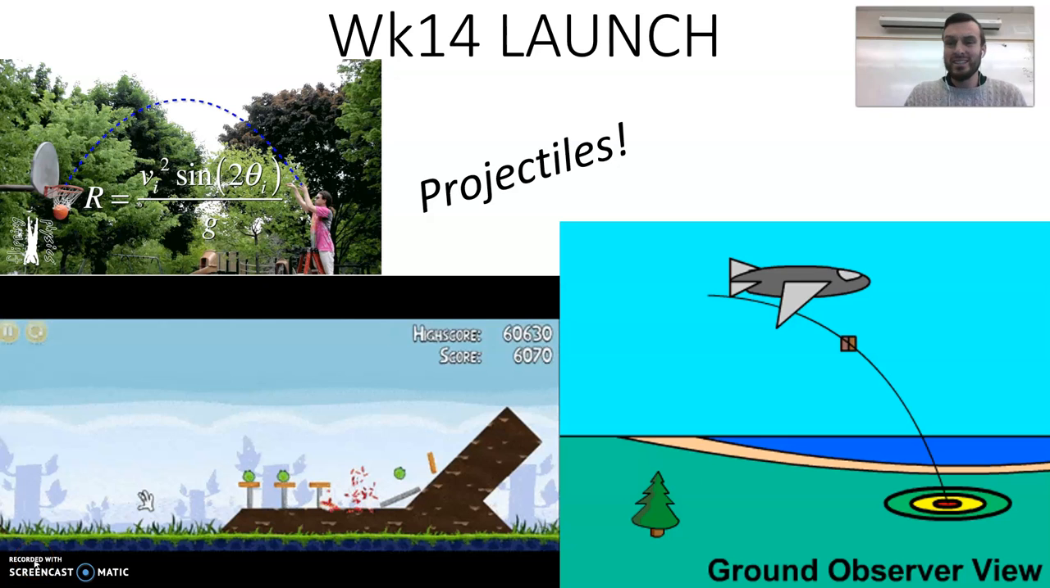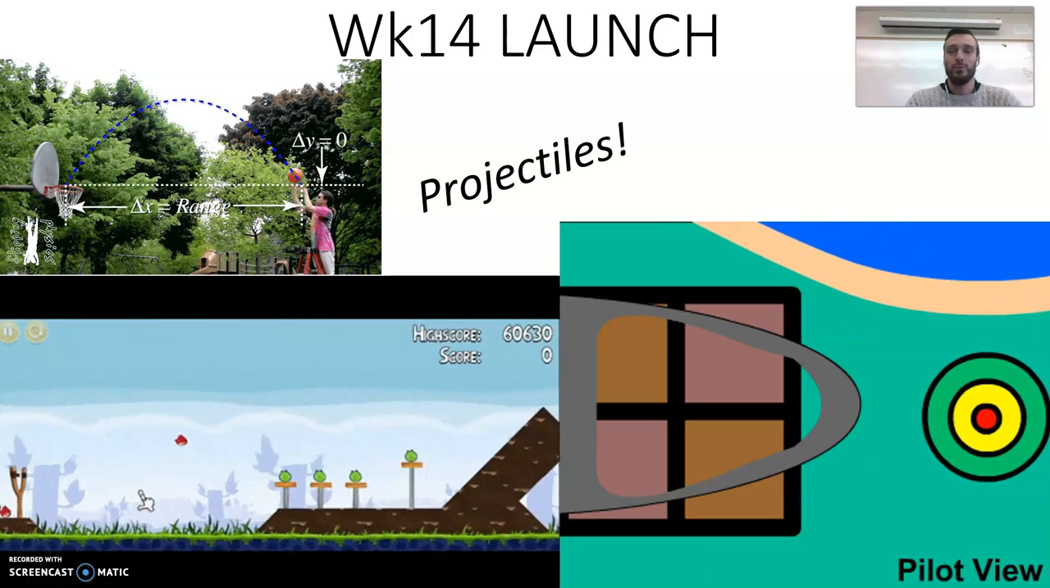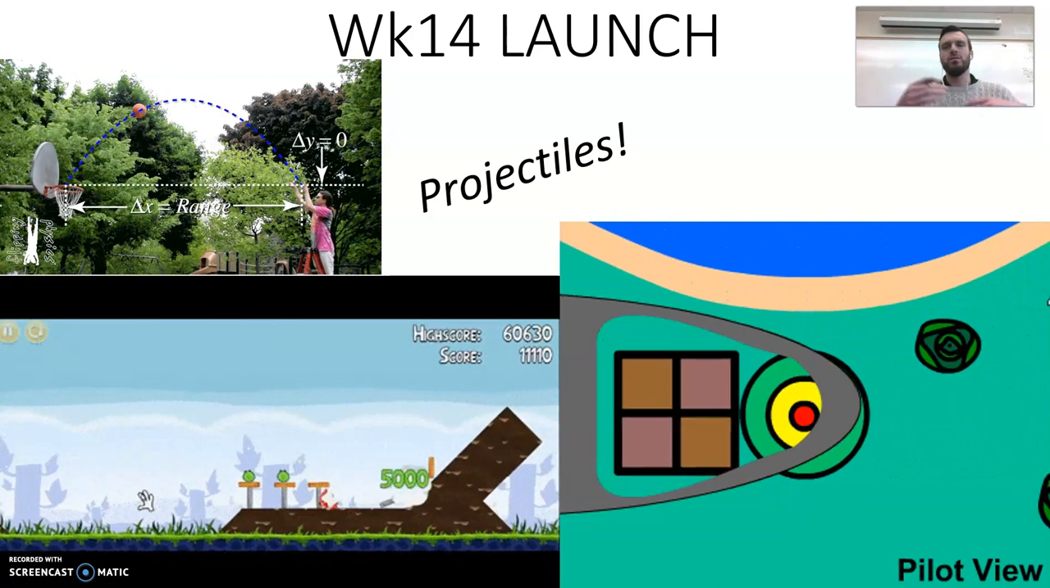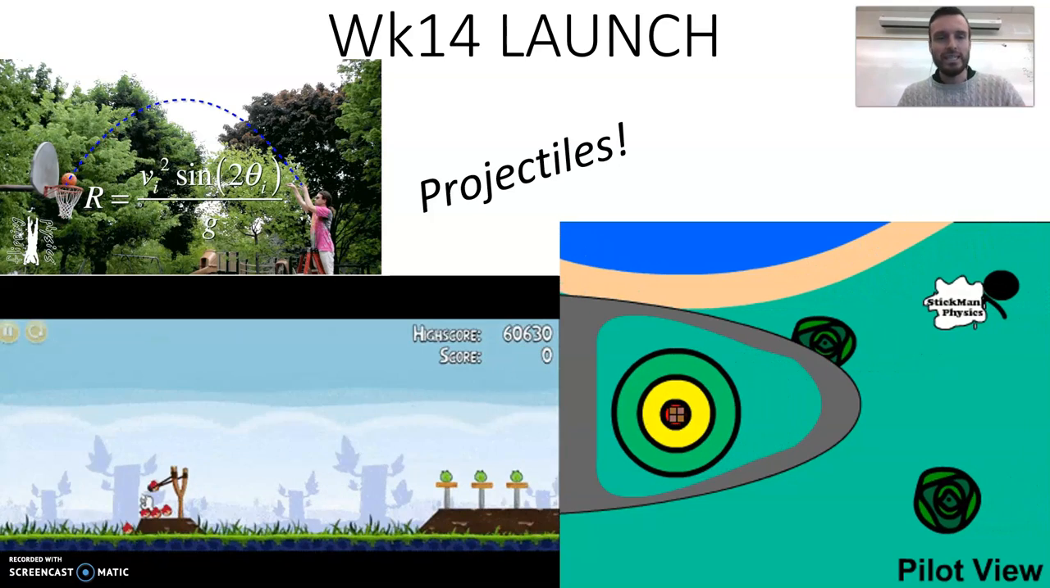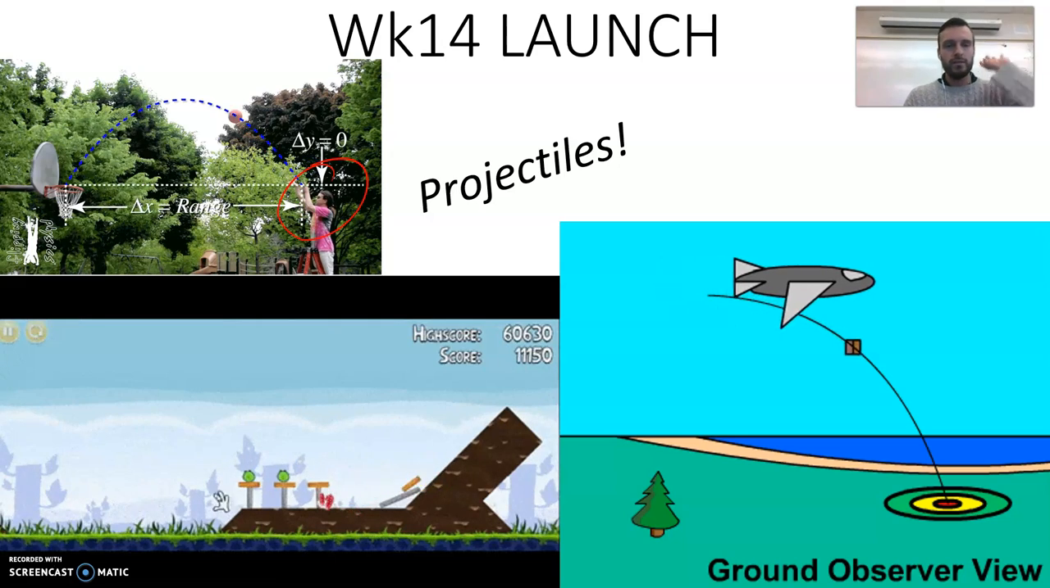All right, so ladies and gentlemen, let's launch into projectiles. Projectiles are things that fly through the air under only the influence of the force of gravity. Now, you might say, well, how does it get flying through the air? Of course, there's a force to get it going, like the guy over here shooting his basketball. He's giving the initial force.